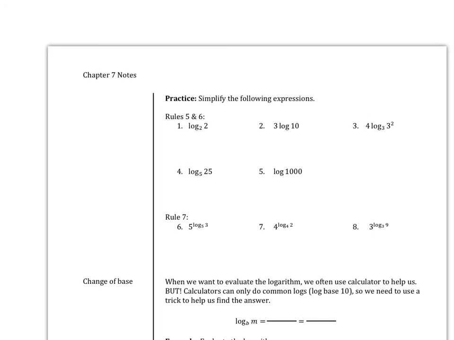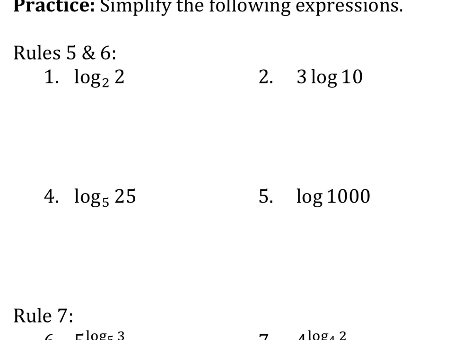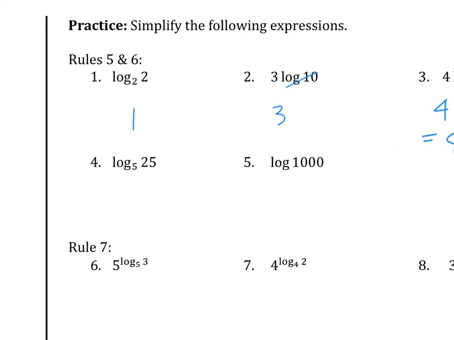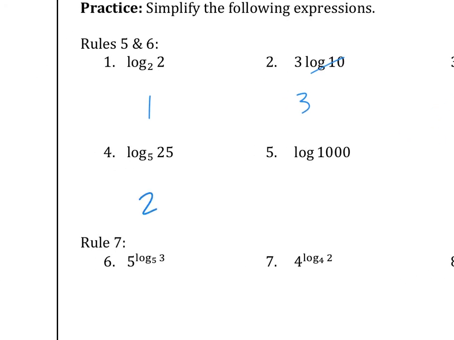Okay. Number 1, 1. Number 2, 3. Okay, because that's an invisible base. Number 3. A lot of you had a very confused thing going on. Log base 3 of 3, that cancels. The 2 becomes a real number. So it's just 4 times 2. That's 8. Number 4 is 2. Number 5, this is a little base here, so it's just 3.